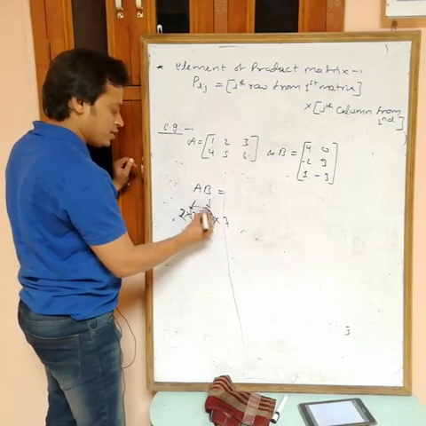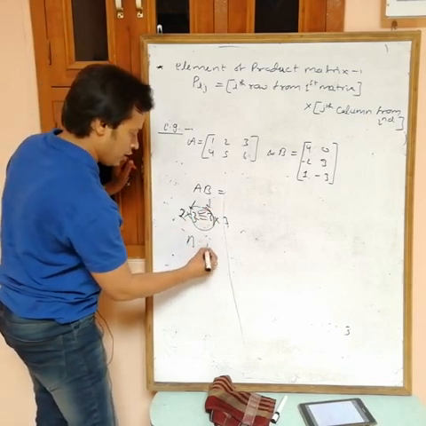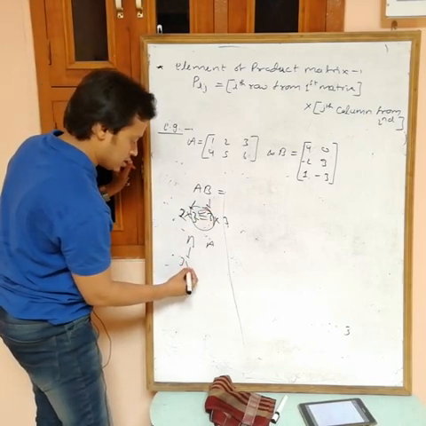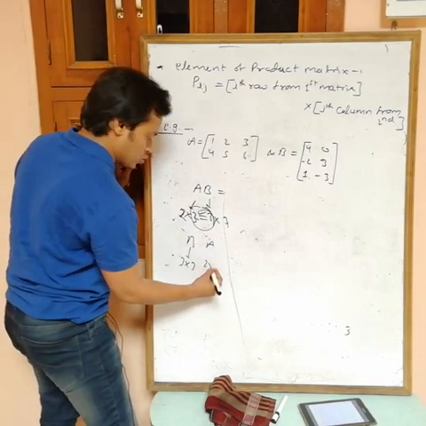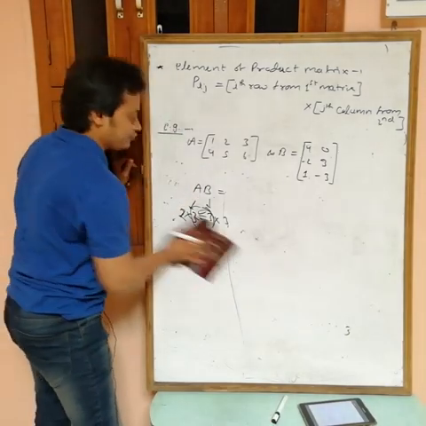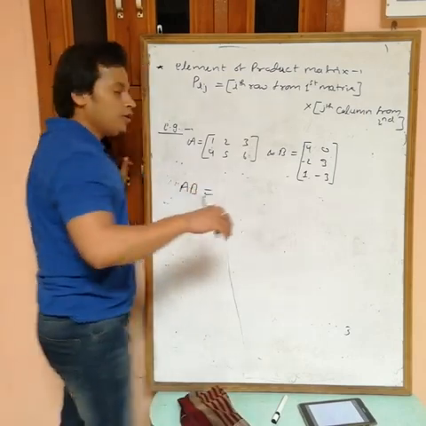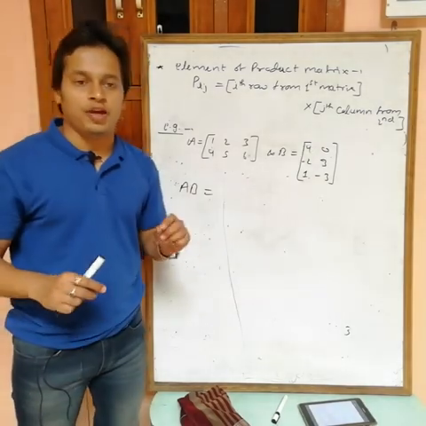Now A into B is defined but B into A is not defined. See, for B into A, the order of B is 3 by 3 and the order of A is 2 by 3. Now these two are not the same, so it is not defined. So at this time A into B is defined. If A into B is defined, then find the order of AB.